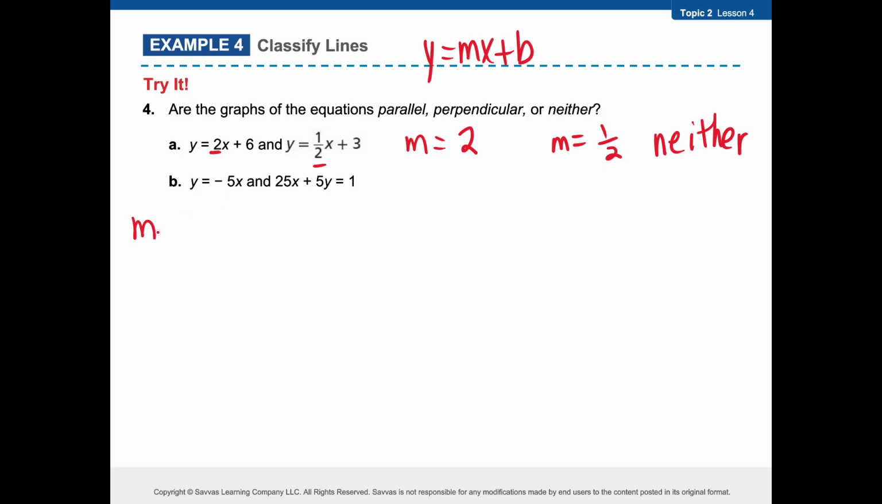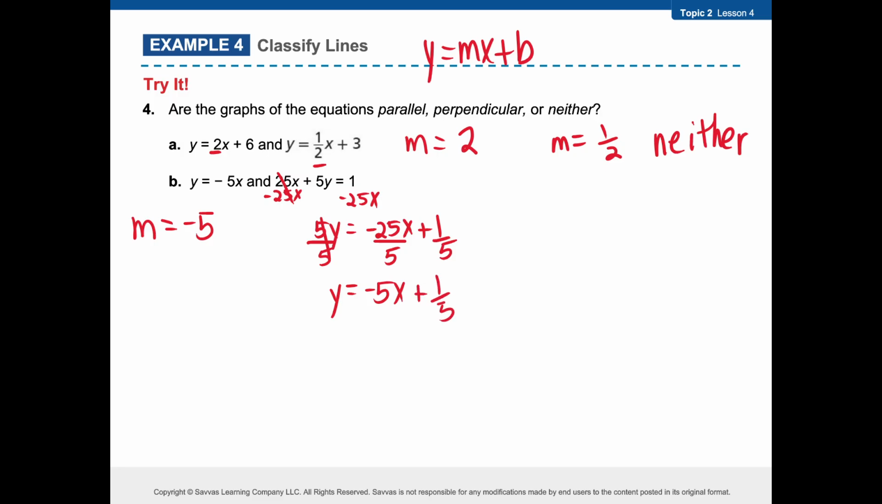Letter B, this one is in slope-intercept form. I know this one already has a slope of -5. The other is in standard form and has to be rearranged to slope-intercept. So minus 25x, bring down the 5y, and x should go first. Divide by 5, and y equals negative 5x plus 1/5. This one has a slope of -5. -5 and -5 are identical, so this would be parallel.